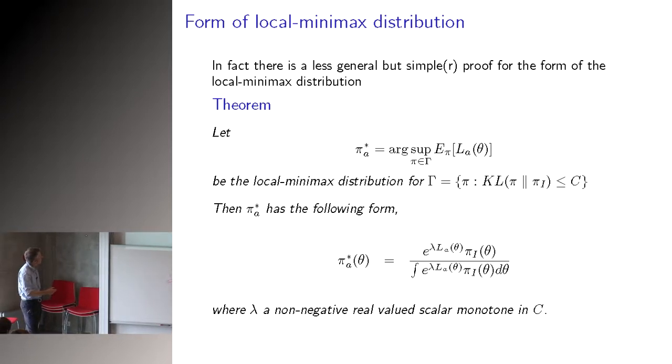let pi star A be that distribution function. Then what we'll show is that pi star A, the worst possible model, as in the thing that could happen if nature is really providing it according to this, has the following form. It has this exponentiated loss function, the loss that entered into calculating your expected reward, times your original model. And lambda is a non-negative real-valued scalar, which is monotone in C.